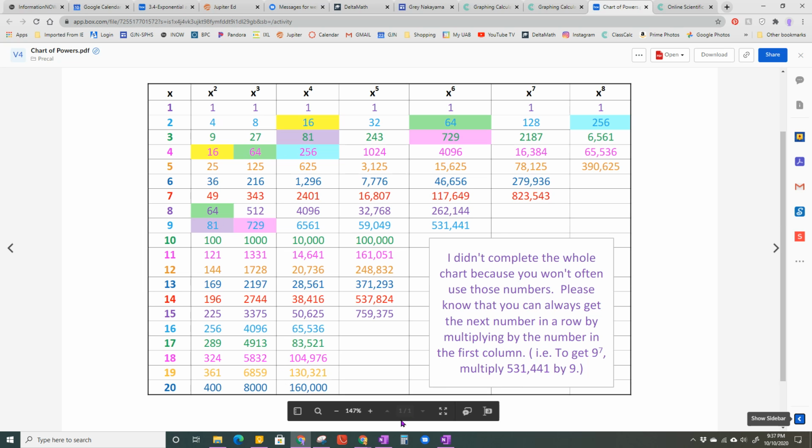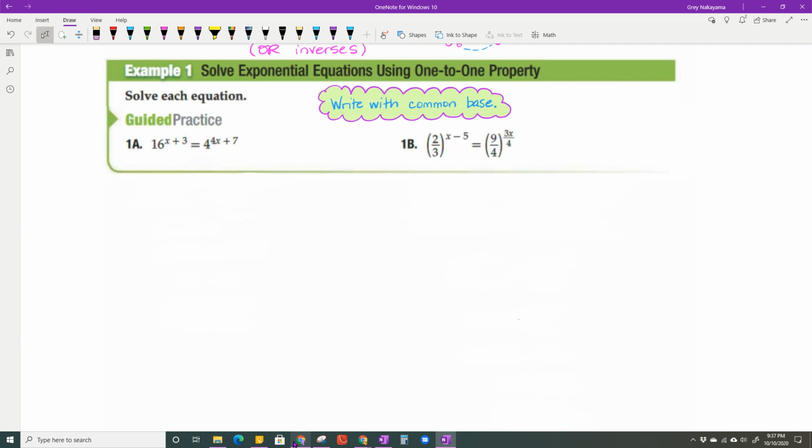Okay, so in our first problem, we had 16 and 4. But I need to figure out how to write this equation with the same base. So I'm going to write 16 as 4 squared. Then I have to remember what my properties of exponents tell me, and that is if I raise a power to a power, what do I do to my exponents? Well, I multiply them. So 2 times the quantity of x plus 3 is 2x plus 6, and then I have 4x plus 7. That didn't change.